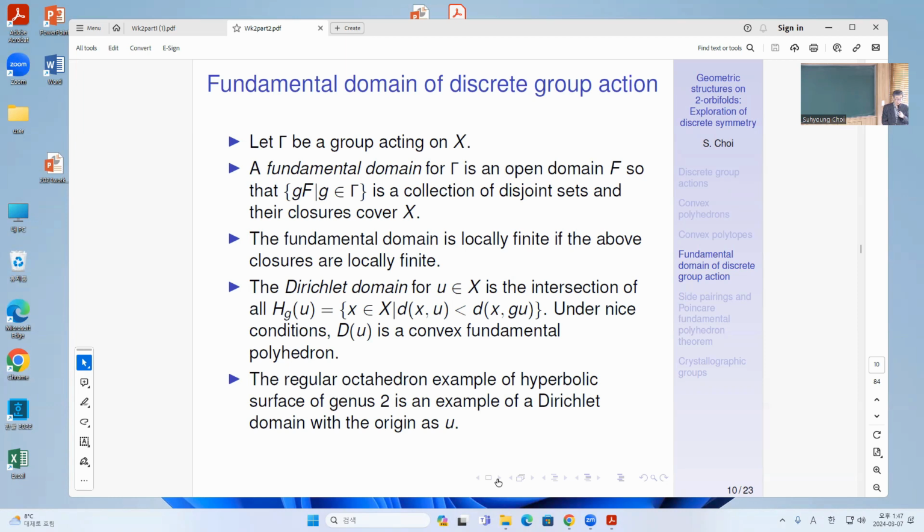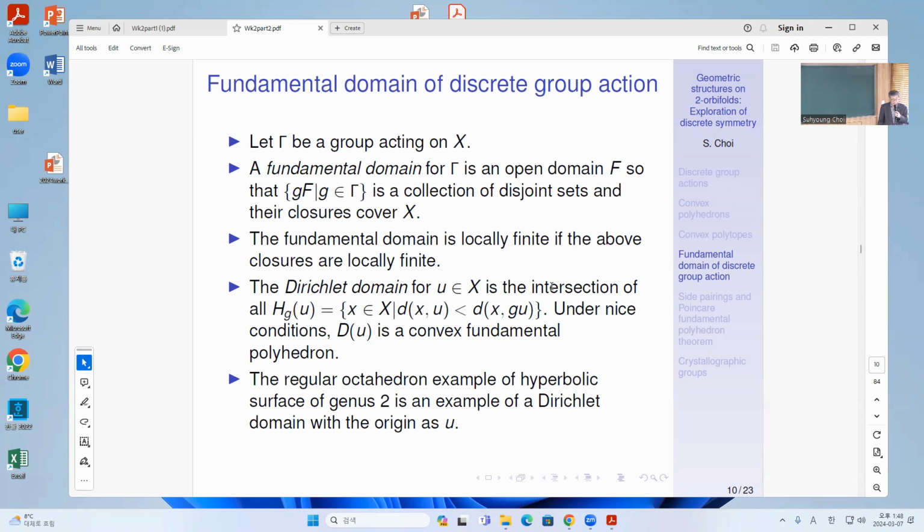And the Dirichlet domain of U in X is an intersection of all the half spaces, so the points of X. You fix U, and then you look at all the elements gU, and you want to look at all the points which are closer to U than any other image of U. So this is a nice condition, and then D(U) is a convex fundamental polyhedron. You can verify that this Dirichlet domain, if you define it like this, is a fundamental polyhedron.